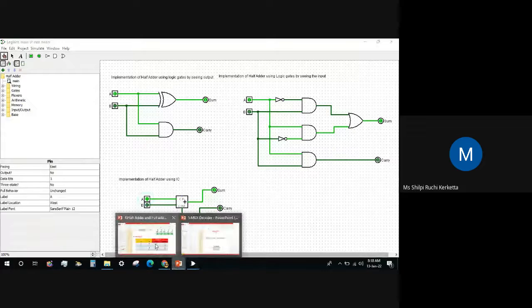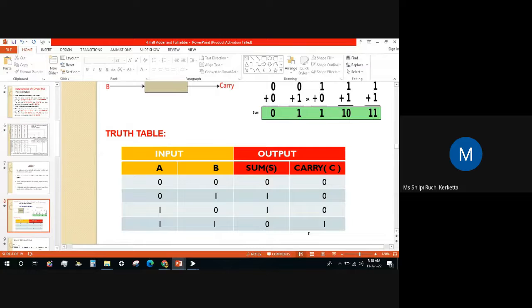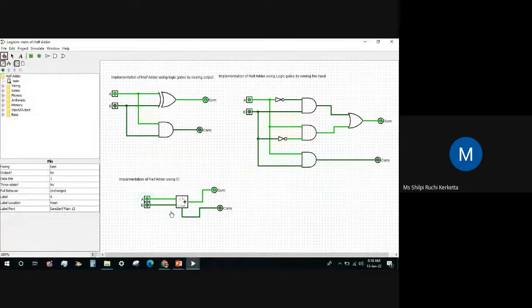Okay. But what is for 1 1? The sum will become 0 and the carry will become 1. Okay. So if we do 1 1, the sum should become 0 and the carry should be 1. So this is how we are getting this half adder. Okay, this we can use in binary addition. When we are constructing a circuit, how will we do the addition? We will use this circuit for our binary addition part. Okay.